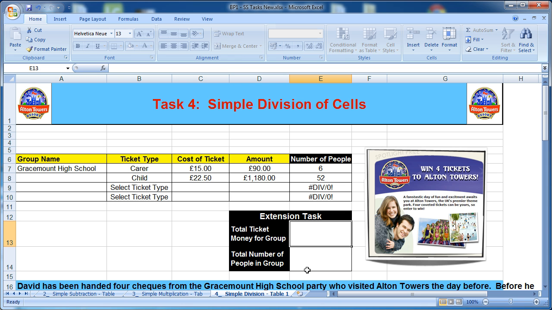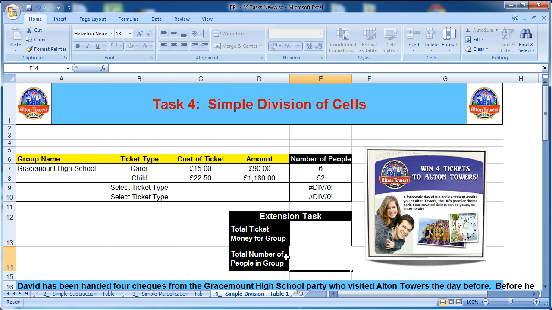And there's a little extension task down here: the total ticket money for the group. That's the whole of Gracemount High, which basically means you've got to add up all of these numbers here. Again, you do not want to use a calculator for this, you want to use Excel. If you remember back to the very first task, there was a little formula you could use to add up all of the numbers. So you can go back, have a look at Task 1 and see if you can remember how to do that. Remember to start off with equals when you put a formula in.